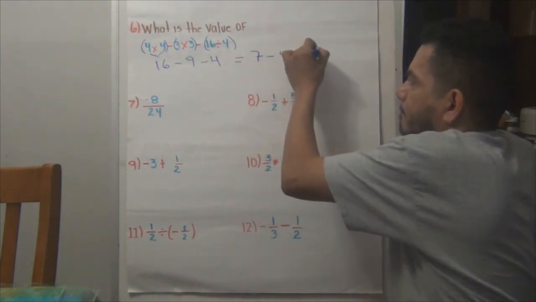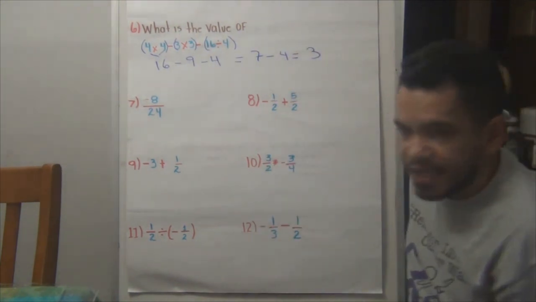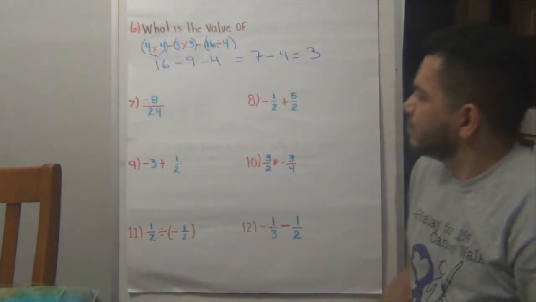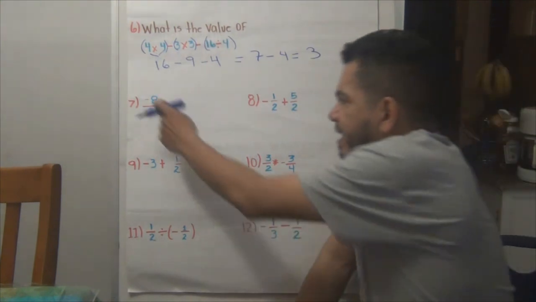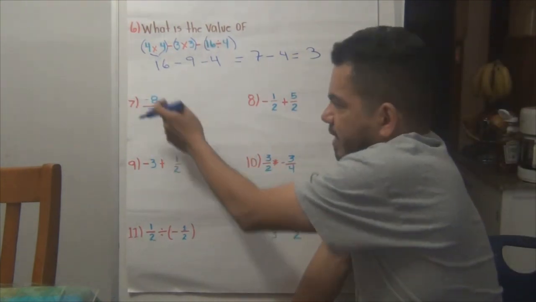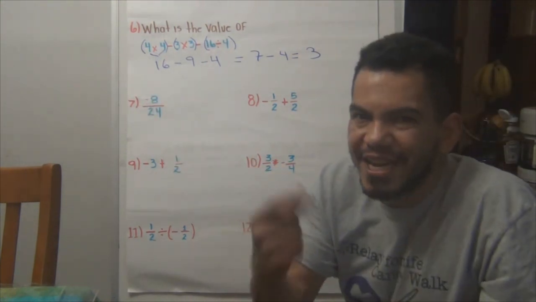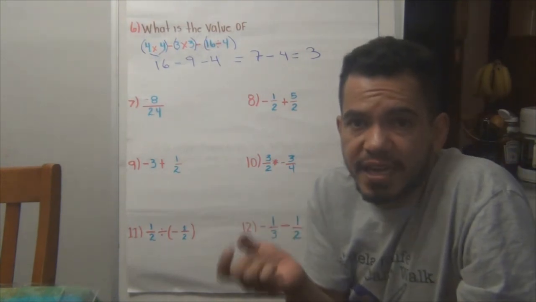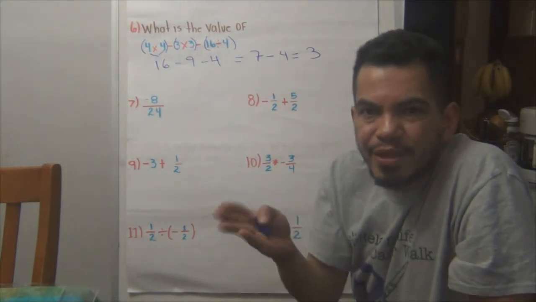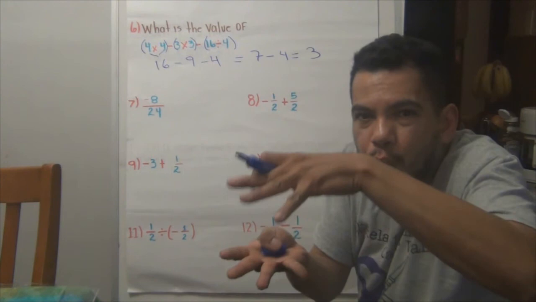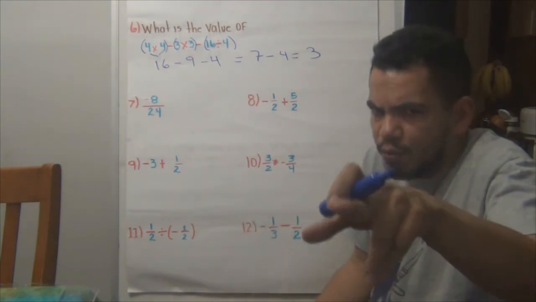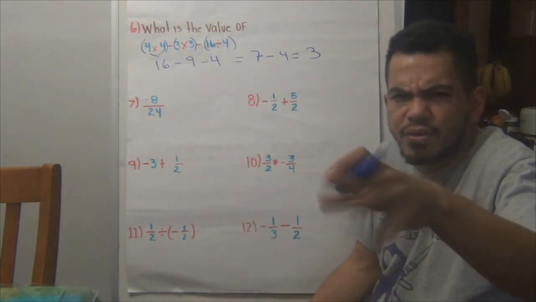Minus 4, 3. Final answer, 3! Okay. Negative 8 divided by 24. That's a fraction, and I know I'm going to get a decimal if I try to divide it. I don't want to be dealing with decimals, so basically, I'm just going to simplify that, right? And we already did that in lesson 1 or 2.